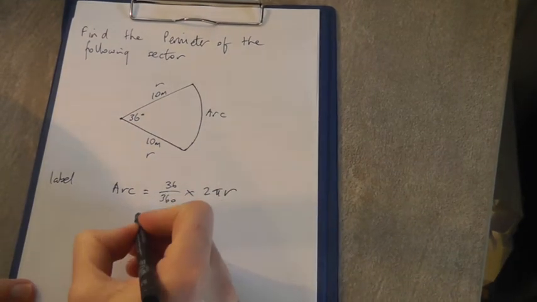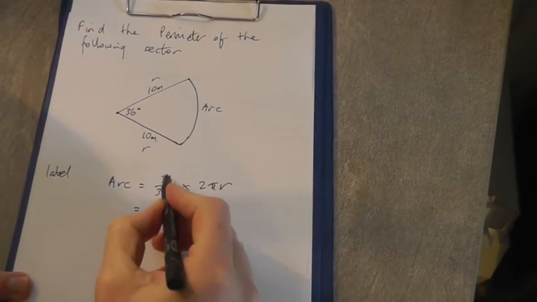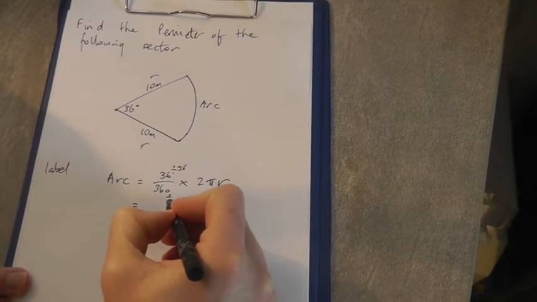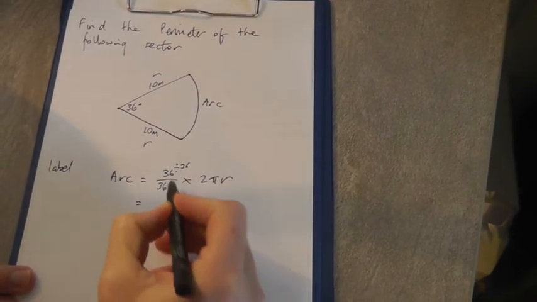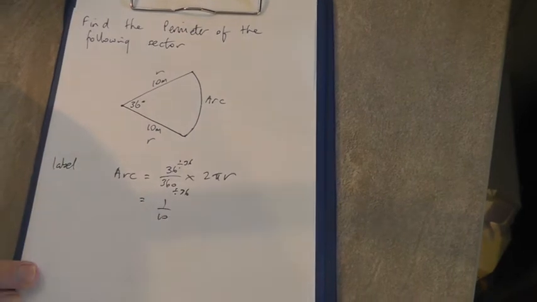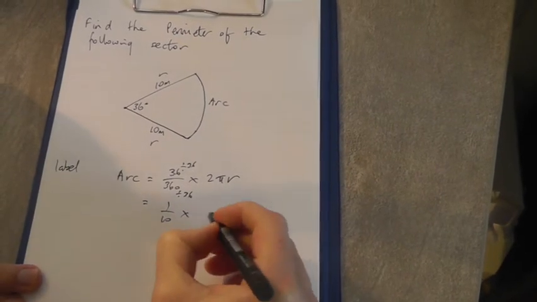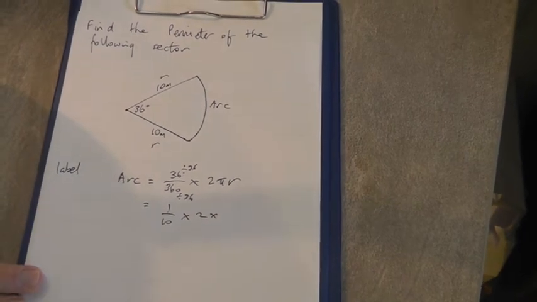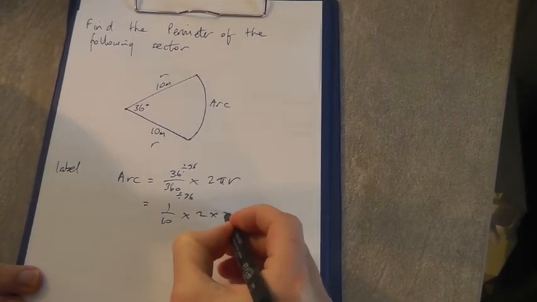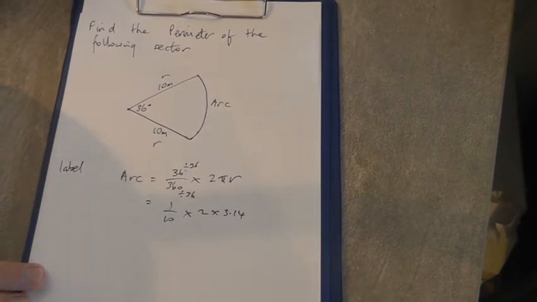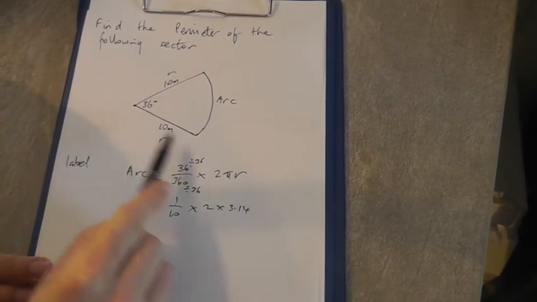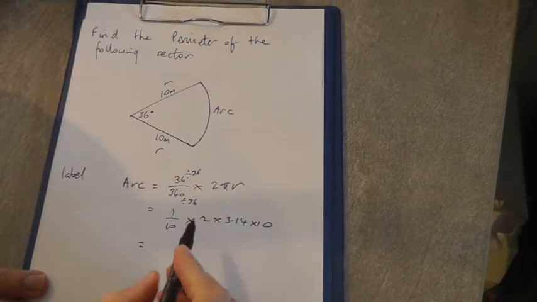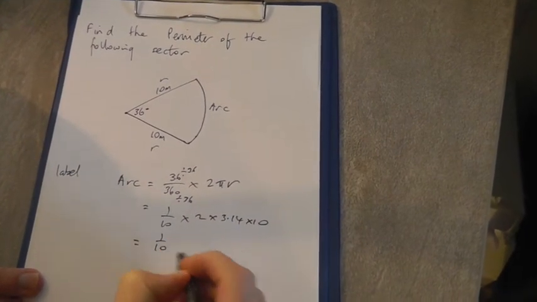So first of all, I'm going to simplify this fraction, and I'm going to divide 36 into the top and 36 into the bottom, and that leaves me with 1 on top and 10 on the bottom, multiplied by 2, and 2 is beside pi, so I'm just going to put a multiplication sign in there, and pi is 3.14, and the radius in this case was 10, so I'm going to put multiplied by 10. So we're making great progress here. I'm going to leave the tenth as is.